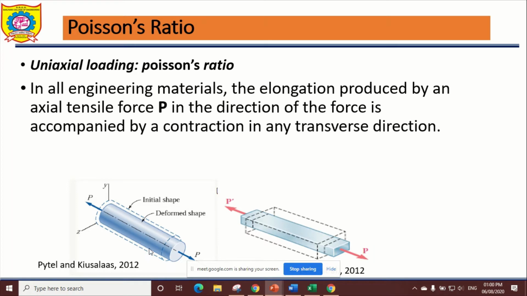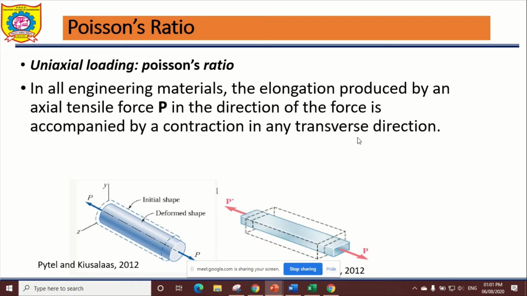In the case of a circular rod, there are only two dimensions: one is the length and the other is the diameter. So when we apply the load along the length, the diameter is going to decrease. The diameter will get contracted. In this case, when you apply the load, the length will increase and the width and the height or thickness will decrease.